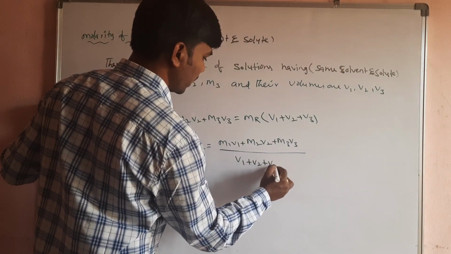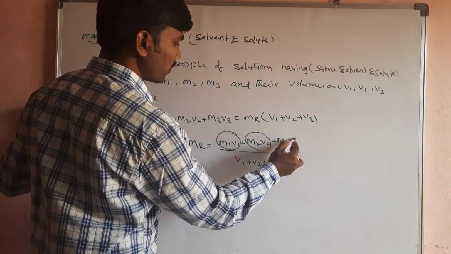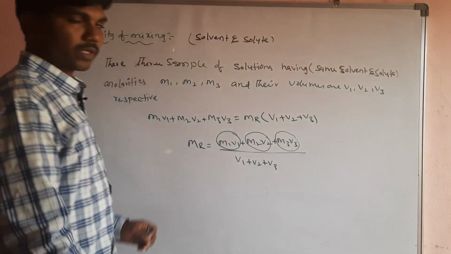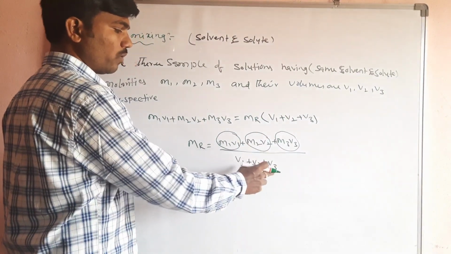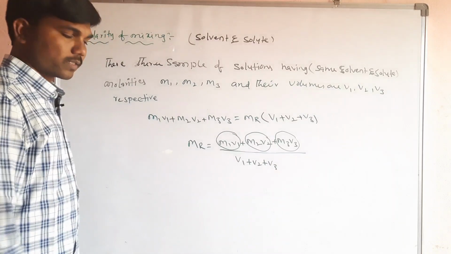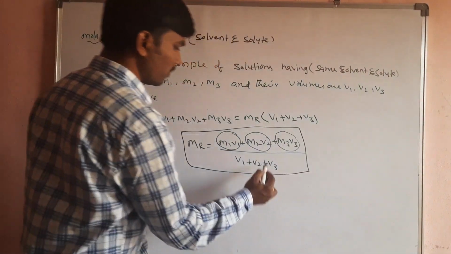Indirectly, here we calculate the number of moles of the first solution, the second solution, and the third solution. What is molarity actually? Moles per volume, so we consider the total volume and the total moles. Like this we can calculate the molarity of the mixed solution.